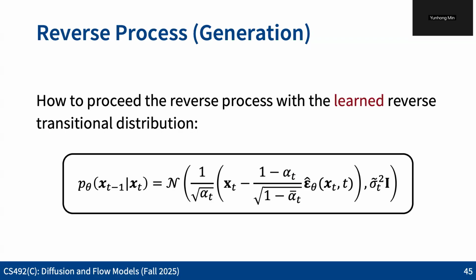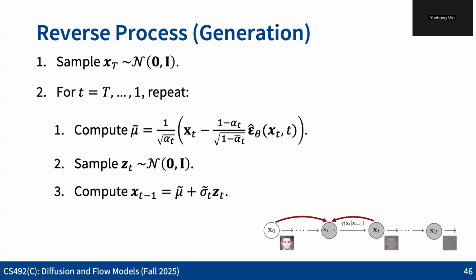You can see that this is just a few lines of code in PyTorch. Starting from capital T all the way to 1, you predict the noise by running the neural network, compute the mean, and then sample xt minus 1. Make sense? Literally just a few lines of code in PyTorch. After all the derivations and lots of details in the math, you're going to see that the implementation is super simple. That's also the power of diffusion models.